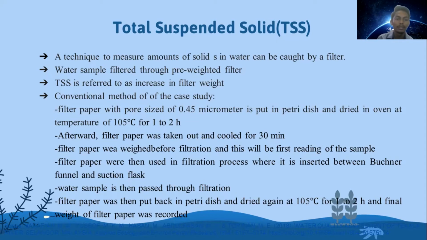The filter paper will then be used in the filtration process, where it is inserted between the Buchner funnel and the suction flask. The water sample of the Tekala River is then passed through the filtration. The filter paper was then put back in the petri dish and dried again at 105 degrees Celsius for 1 to 2 hours. And then the final weight of the filter paper was recorded.